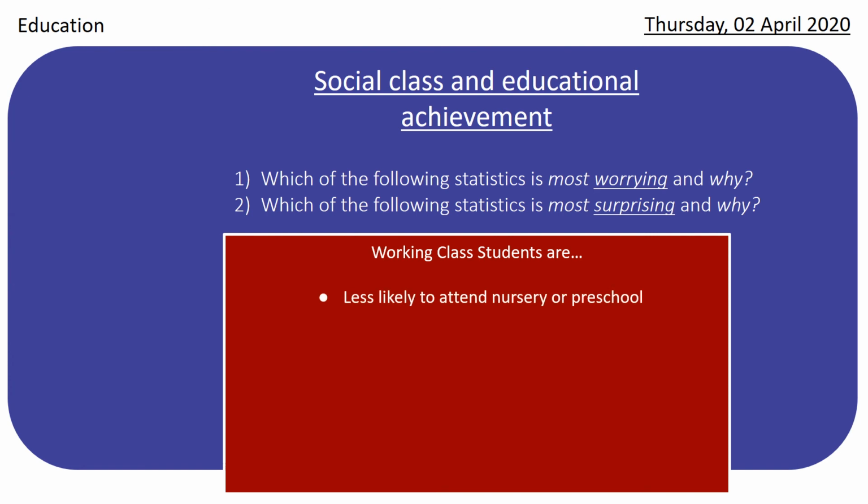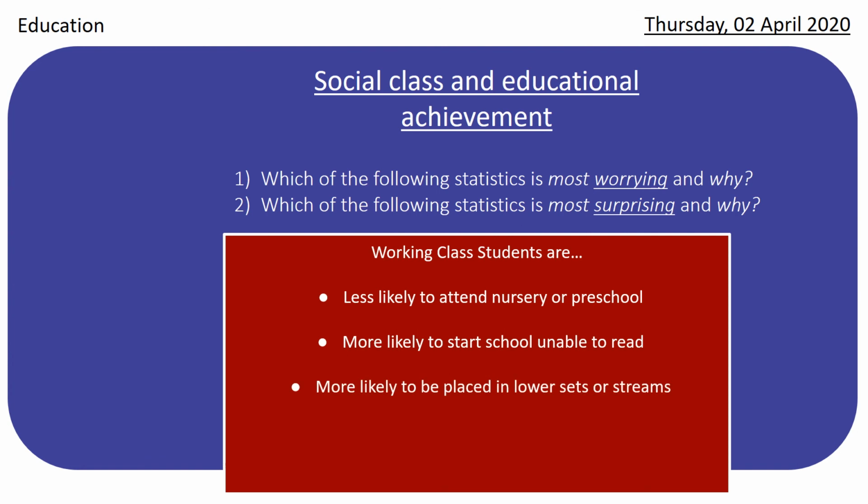But it's also true they're less likely to attend a nursery or preschool. They're more likely to start school unable to read. They're more likely to be put in the lower set or lower stream. They're more likely to get fewer GCSEs and low grades. And they're less likely to take A-levels. Pause the video and discuss which is the most worrying and most surprising of those statistics.